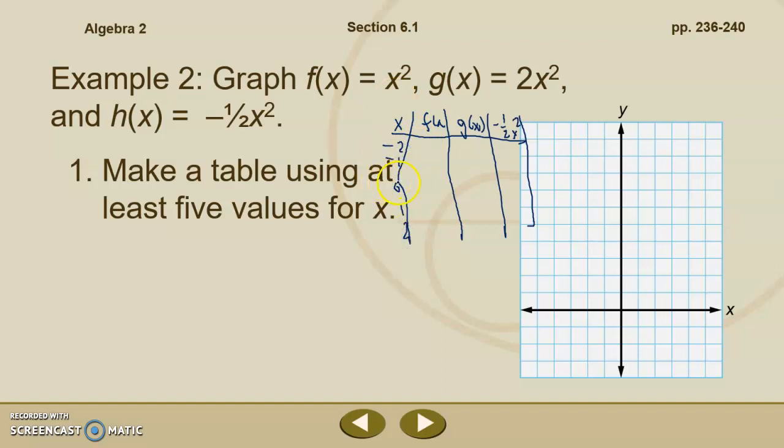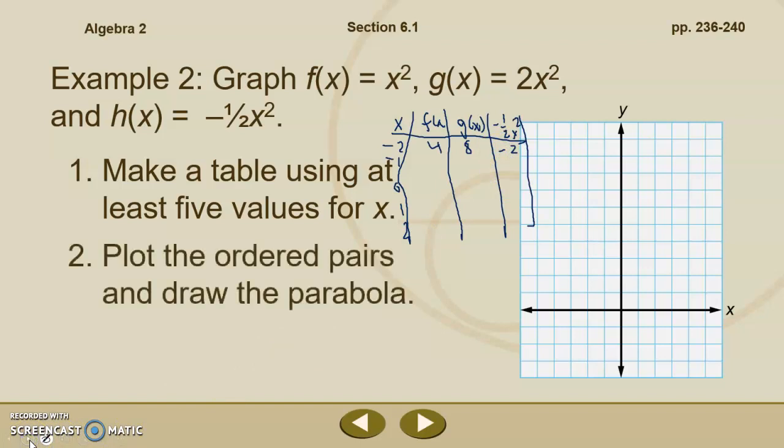When we plug those into each of those functions, we get very quickly -2 squared is 4, 2 times -2 squared is 8, and -1/2 of -2 squared is -2. So we can go through and fill out that chart very quickly for each of those things. We then would plot the ordered pairs and draw the parabola.